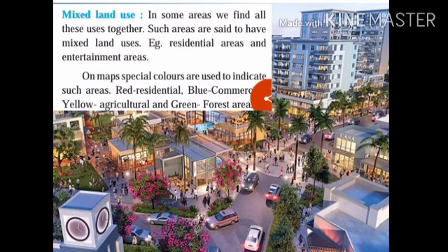And the last one is mixed land use. In some areas, we find all these uses together. Such areas are said to have mixed land use, residential areas and entertainment areas. On maps, special colors are used to indicate areas. Red is used for residential area, blue is used for commercial areas, yellow for agricultural and green for forest areas.